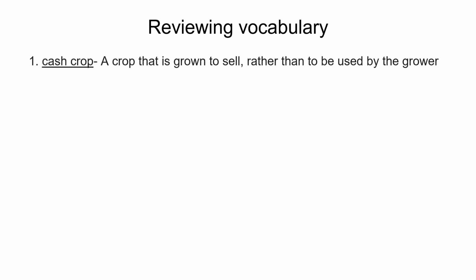First is cash crop. A cash crop is a crop that is grown to sell rather than to be used by the grower. This is very essential, especially in the southern and middle colonies, because there were large farms in the south and some smaller farms in the middle and even a couple in the north. But cash crops were the first way they made their living because they were able to grow crops that were not in England and they could sell them back to England.